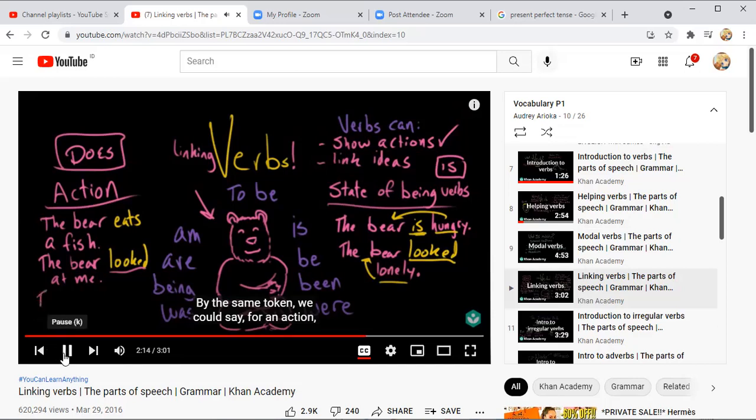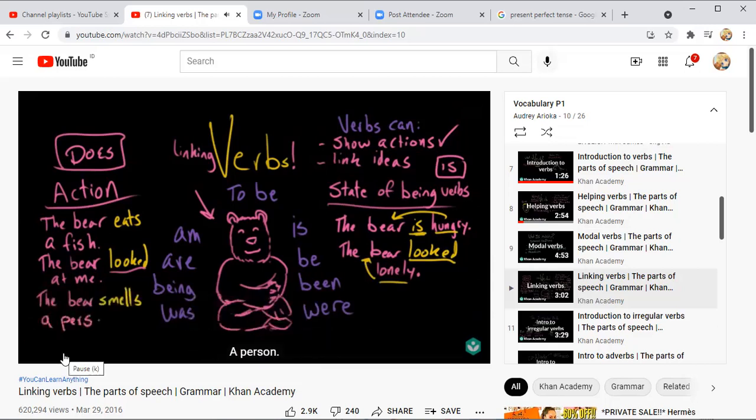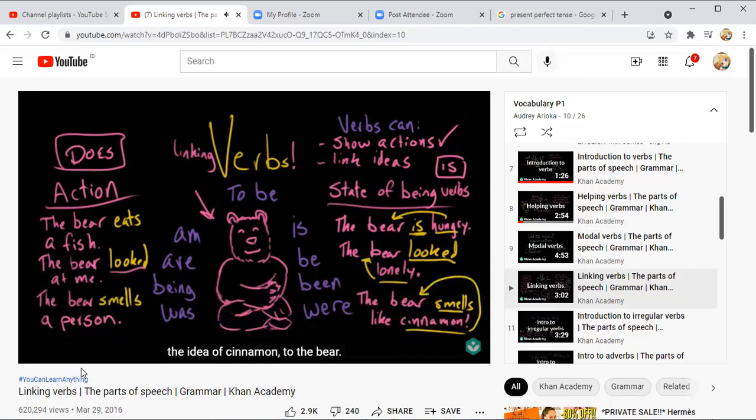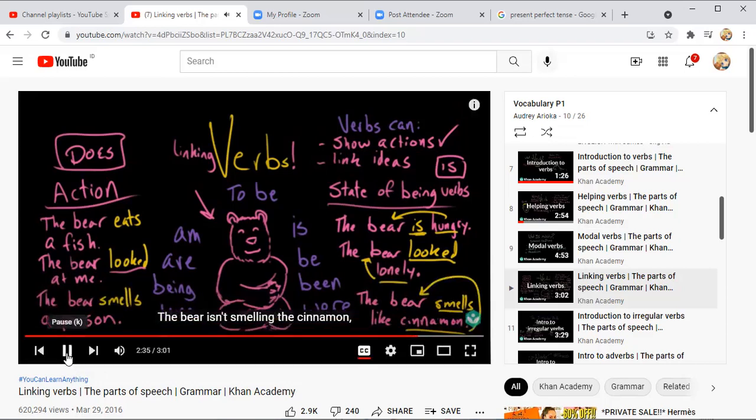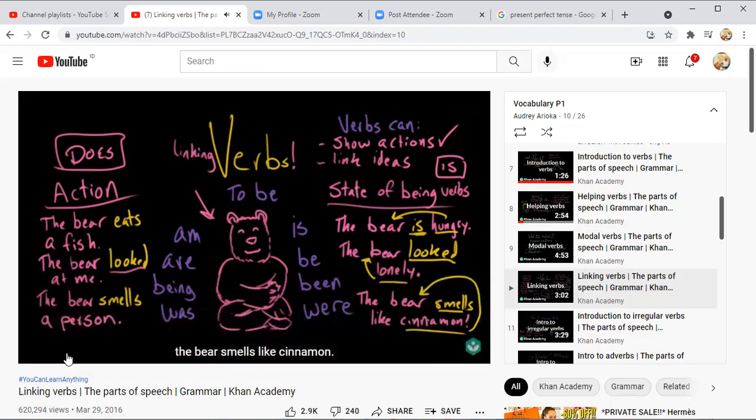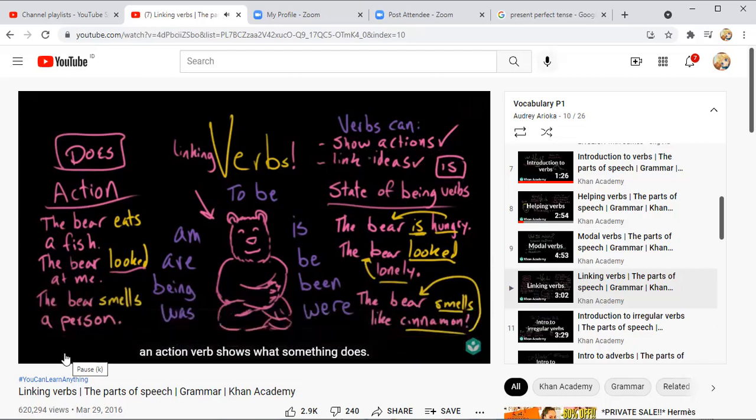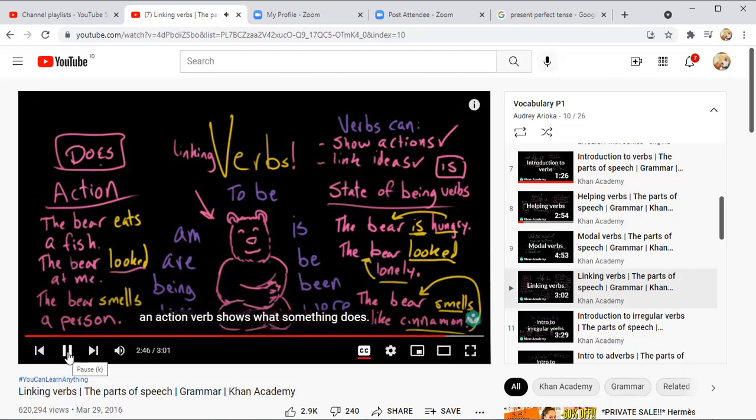By the same token, we could say for an action, the bear smells a person, smelling a person. But we could also say the bear smells like cinnamon, which I grant you is pretty unlikely. But what smells is doing here is connecting the idea of cinnamon to the bear. The bear isn't smelling cinnamon. The bear smells like cinnamon. And that's the difference between a linking verb and an action. So a linking verb shows what something is. An action verb shows what something does.